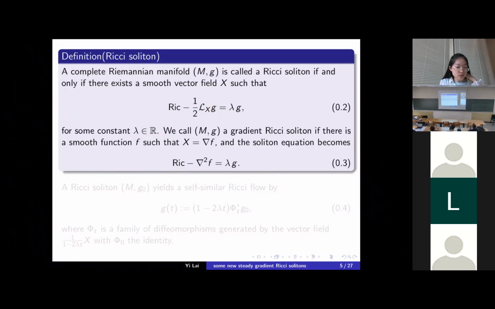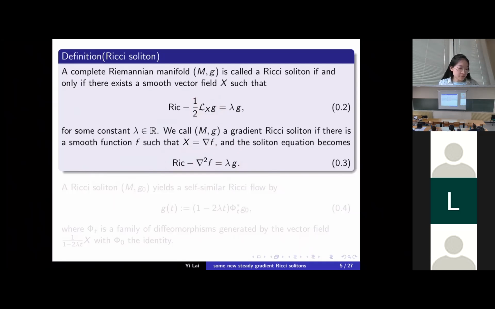If this vector field X is equal to the gradient of some smooth function f, then we say that this Ricci soliton is a gradient Ricci soliton, and we call f the potential function. In this case, the Lie derivative of the gradient is equal to 2 times the Hessian of the function. So now the second term becomes the Hessian of f, and the gradient soliton equation becomes this one.